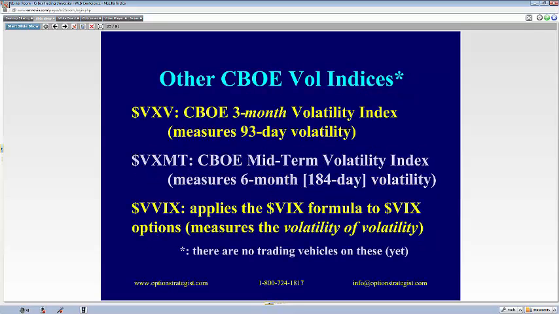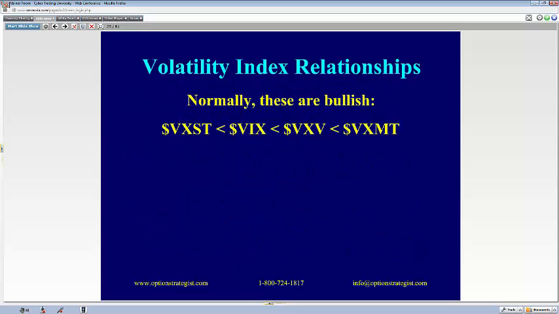Also, there's the VXV, which is a 90-day volatility estimate, and the VXMT, which is a 180-day volatility estimate. And then the CBOE even publishes this, the VVIX, which is basically the volatility of volatility of VIX. In other words, they take the VIX options and apply the VIX formula to it. So it's almost circular. So what are these various indices good for? Well, it turns out a number of things.